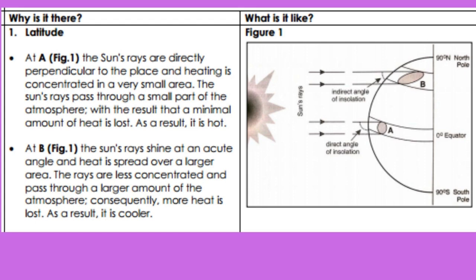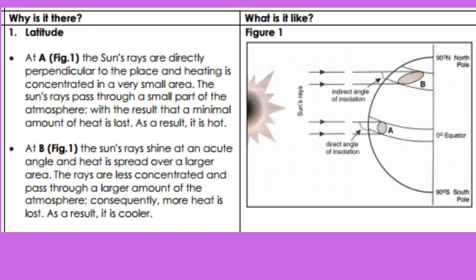Why is it so? What is it like? 1. Latitude. At A in Figure 1, the sun's rays are directly perpendicular to the place and heating is concentrated in a very small area. The sun's rays pass through a small part of the atmosphere, with the result that a minimal amount of heat is lost. As a result, it is hot.